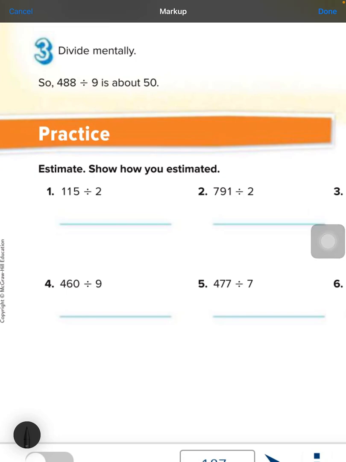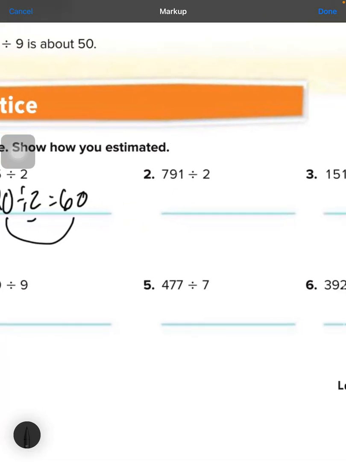Number 1, 115 divided by 2. Let's make that a little more compatible. Let's change 115 to 120. Divide it by 2. 12 divided by 2 equals 6. Bring the 0 over, we have 60.